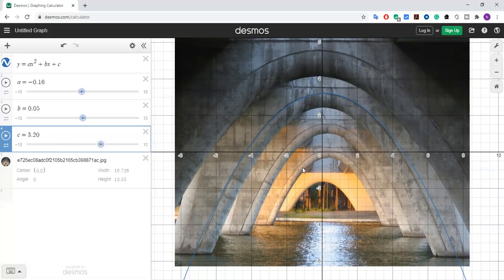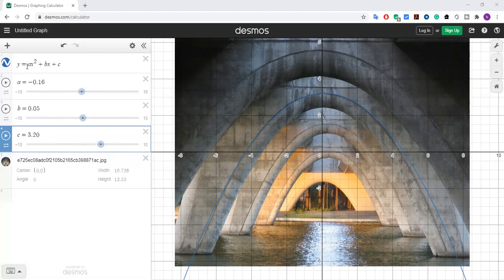Suppose I'm taking this one as a fixed one. So what is happening? Minus 0.16 is A. So my equation of AX square plus BX plus C becomes what? Y equals to. So you can see that A value is minus 0.16 and B value is 0.05 and C value is 3.20.